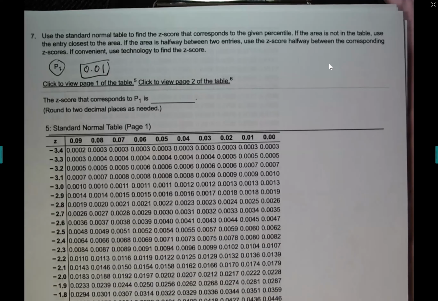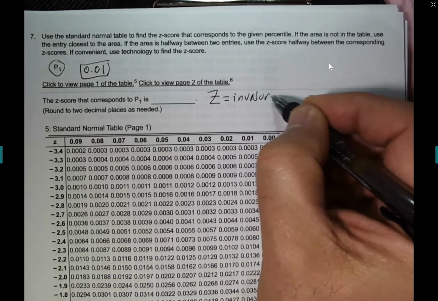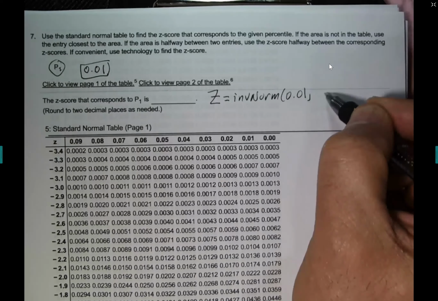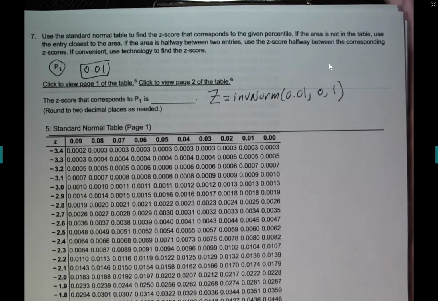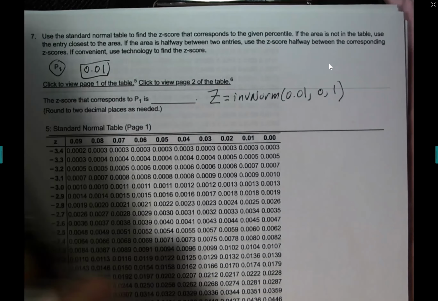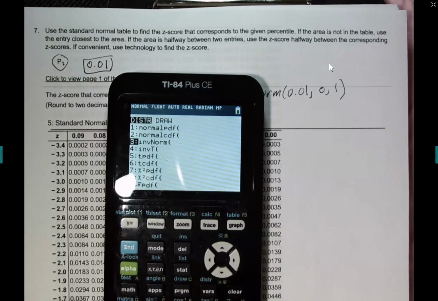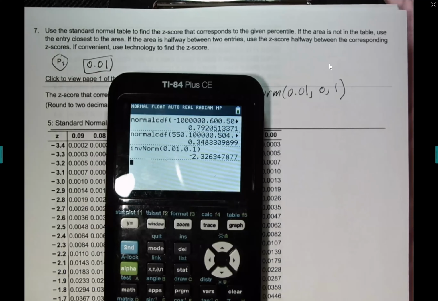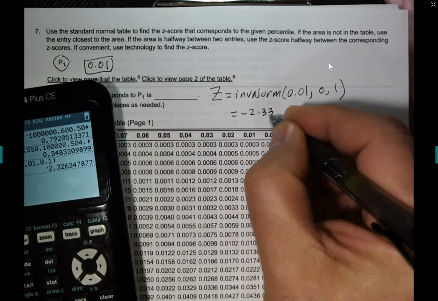So 0.01. To find the z-score, guys, you already have the area. You go to inverse norm and put 0.01 and then 0 and then 1. It's going to be a negative z-score. You will get negative z-scores up to 50%, and then from 50% and up, you'll get positive z-scores. And if you want me to show you how to get this answer, let me show you. Second, and distribute, inverse norm, 0.01, 0, and 1. So it's negative 2.33 to 2 decimal places.